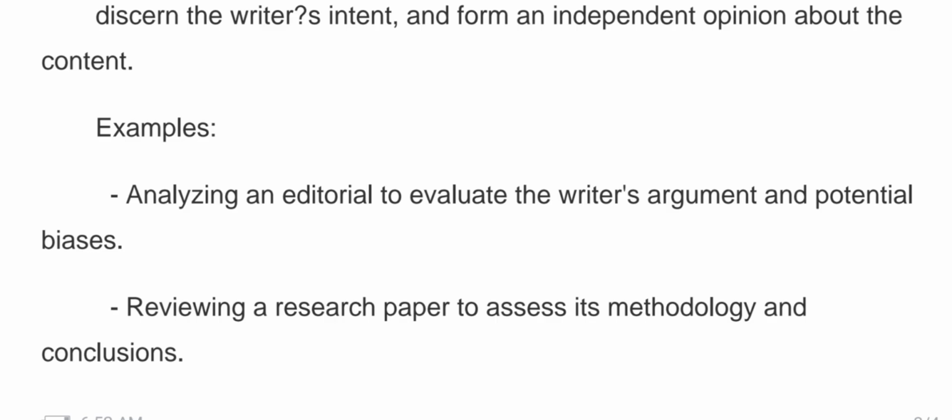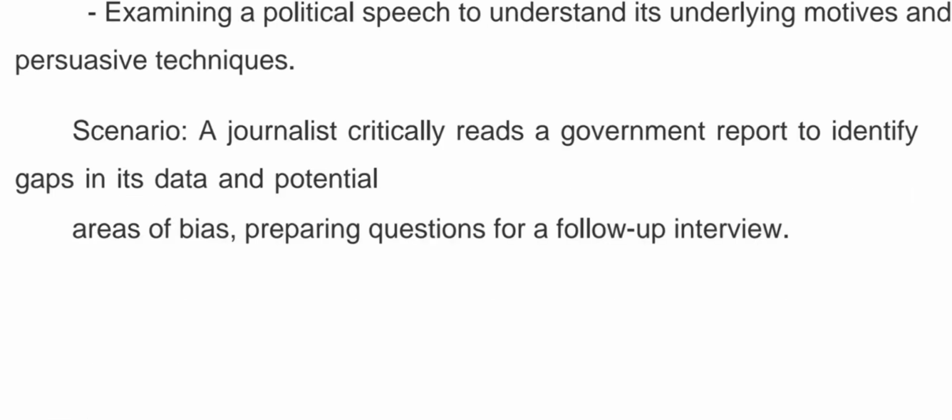Examples: analyzing an editorial to evaluate the writer's argument and potential biases. Reviewing a research paper to assess its methodology and conclusions. Examining a political speech to understand its underlying motives and persuasive techniques. Scenario: a journalist critically reads a government report to identify gaps in its data and potential areas of bias, preparing questions for a follow-up interview.